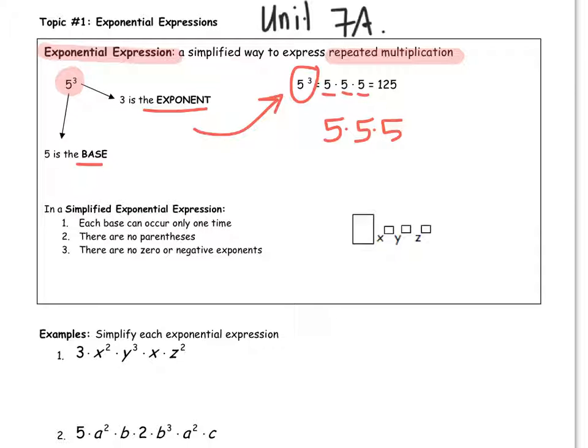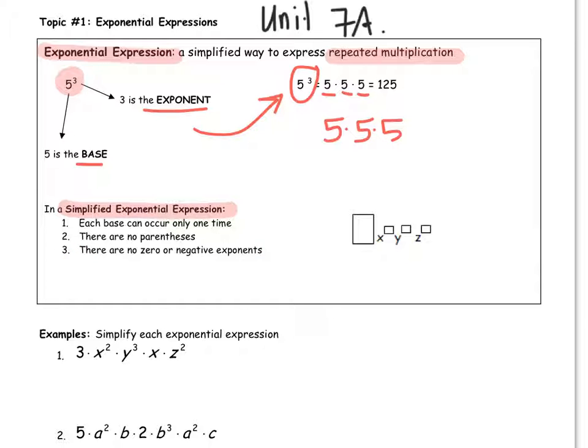Alright, so the last thing we're going to talk about before we do some examples is what it means to have a simplified expression. So in a simplified expression, each base can occur only one time. Remember, the base is the number raised to an exponent. So if you have a base of, say, x in this example, the x only occurs one time. There are no other x's anywhere else. Also, there are no parentheses, right? And also there are no zero or negative exponents. So we'll talk about that a little later in this unit, but that's another example of a simplified expression.